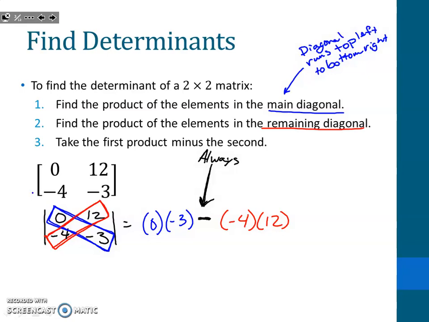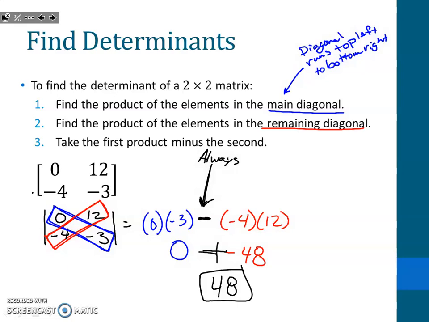So what does that give me? 0 times negative 3 gives me 0. Minus negative 4 times 12. What's negative 4 times 12? It'd be negative 48. Okay. What's 0 minus negative 48? Well, those two negatives become positive. It's really 0 plus 48. So the determinant is 48.